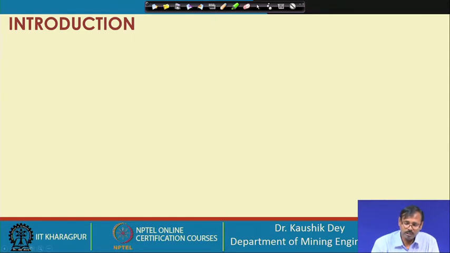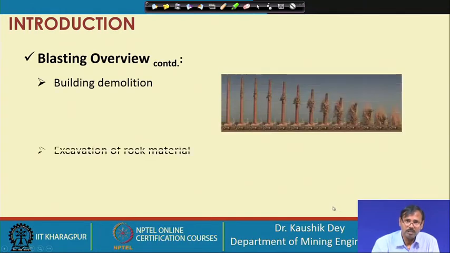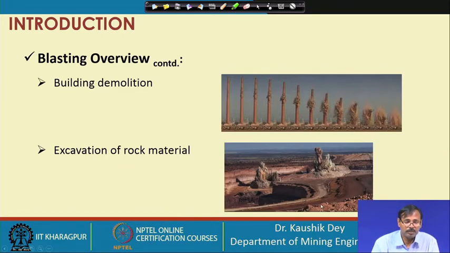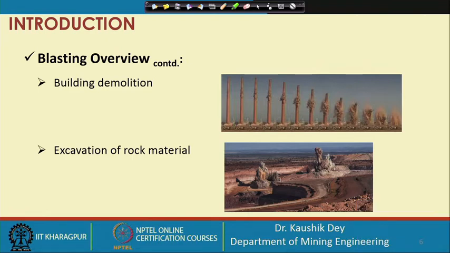We are more interested in the use of explosive for our commercial requirements. One requirement is building demolition. One building demolition video is already shown to you. In this photograph, n number of chimneys are being blasted for demolition, so that the structure is demolished economically. Another requirement is the excavation of rock material. Some rock excavation videos were shown to you. This type of use of explosives is called commercial explosive use.